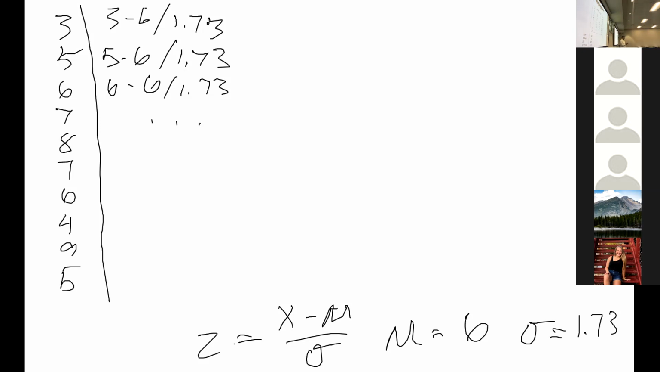So you can see when we take that x, that 3 minus 6 divided by the 1.73, is that right? Yeah. And so you can see as you go down here, wherein you have an x value that is equal to the mean, so an x value of 6, your z-score is 0. None of these are really easy off the top of the head here.